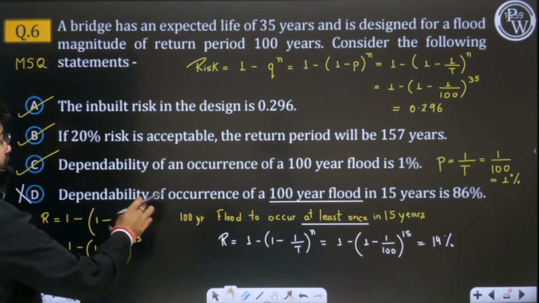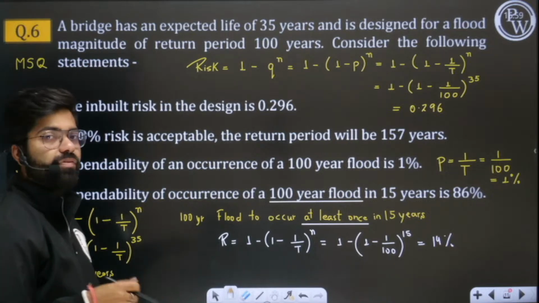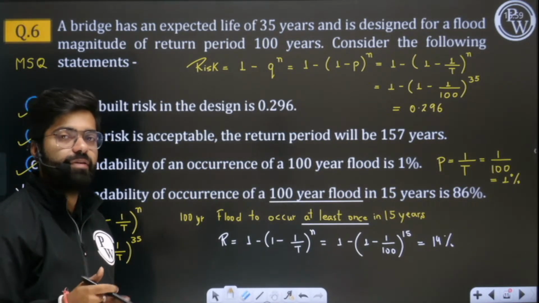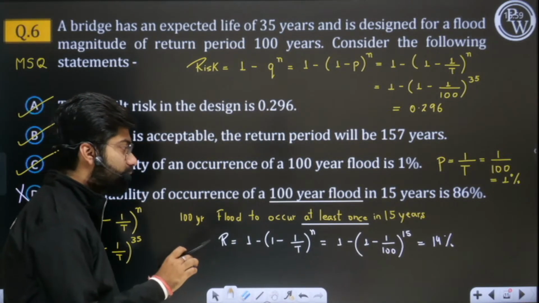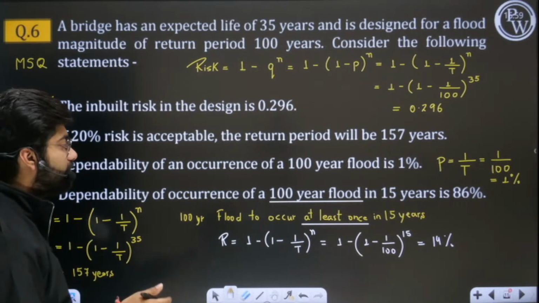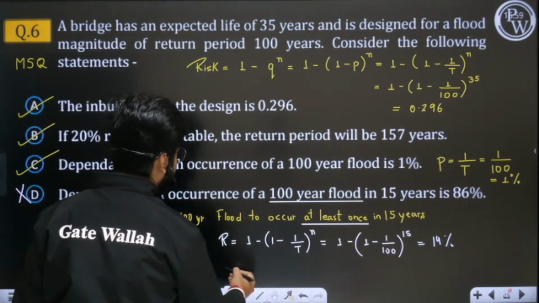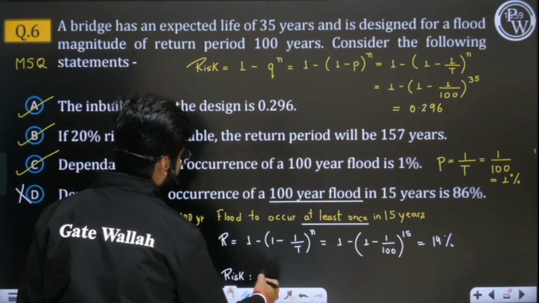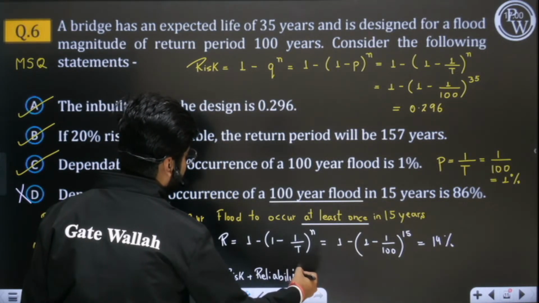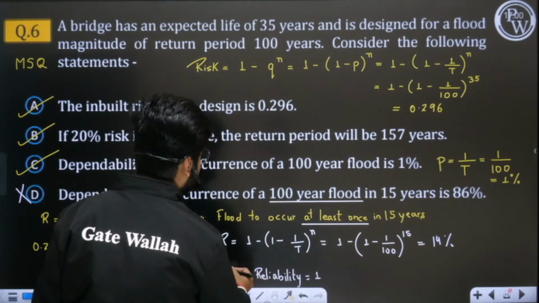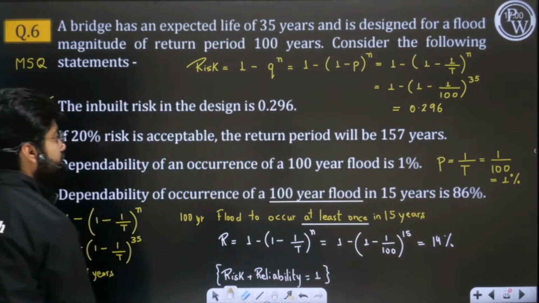Dependability of occurrence is clear to you, like probability of occurrence of 100-year flood in 15 years. In 15 years, it could happen once or twice or thrice or 4 times or 5 times, likewise 15 times also. So we are interested in finding the probability for at least once, and at least once you all know is risk. And when your flood never occurs, that is reliability. You all know that risk plus reliability is 1, or 100%. This relation you should understand. They are complementary. This is at least once, this is never occurring. I hope this is clear to you.